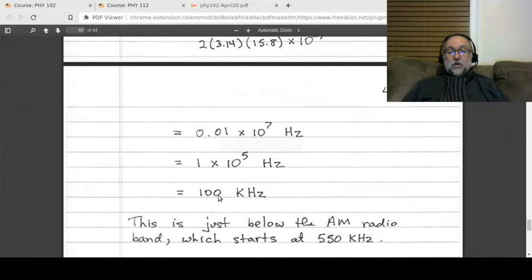Okay, so 100 kilohertz. That's below the FM radio. I think FM starts at 550 or 570, I'm not sure which, but it's basically long wavelength. Okay, below the AM radio. All right, so there you go.